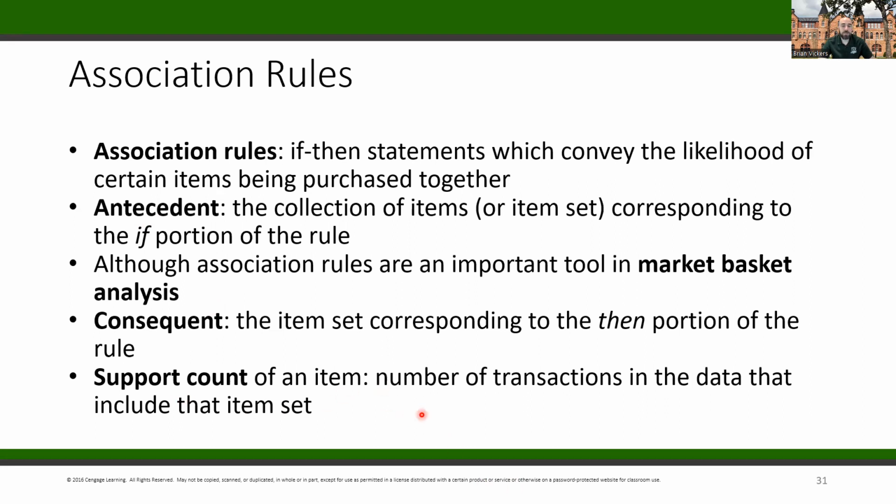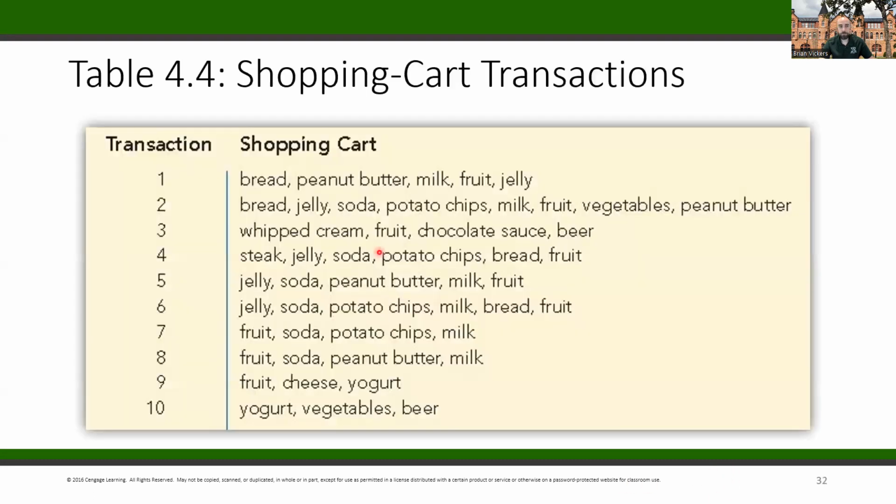Support count of an item. So this is going to be the number of times the transactions included that item set. Let's look at this real quick. So transaction 1 had all these items in it, right? Bread, peanut butter, milk, fruit, jelly. Transaction 2, bread. We see jelly again. We see fruit again. We see peanut butter again. All right. This one, whipped cream, fruit, chocolate sauce, beer. Very dissimilar from these other ones. All right. So we haven't noticed anything specific here, but we see jelly, bread, and fruit again.